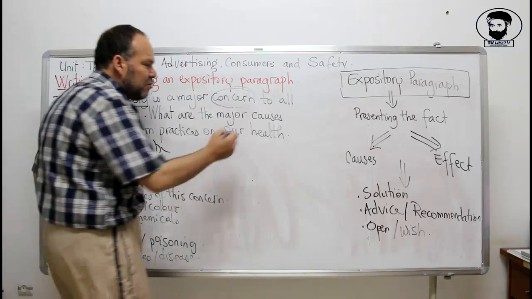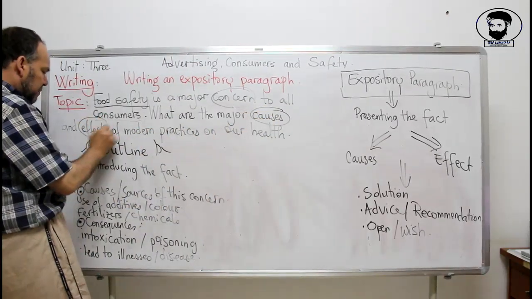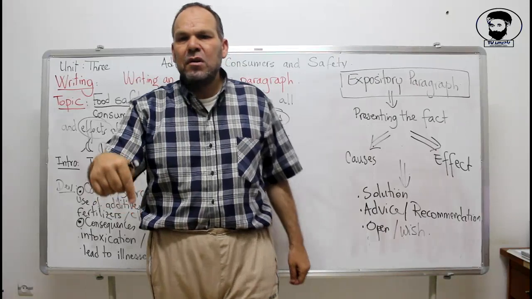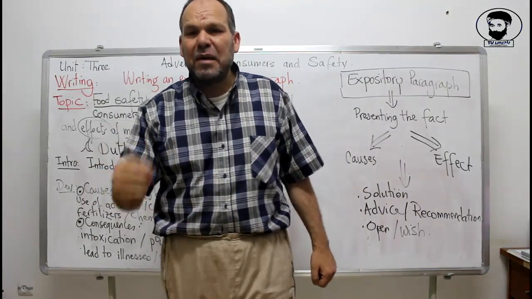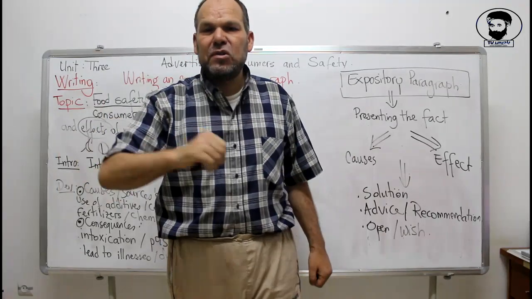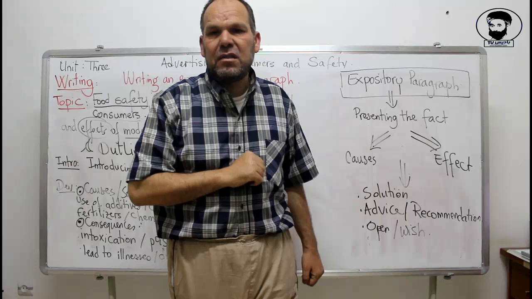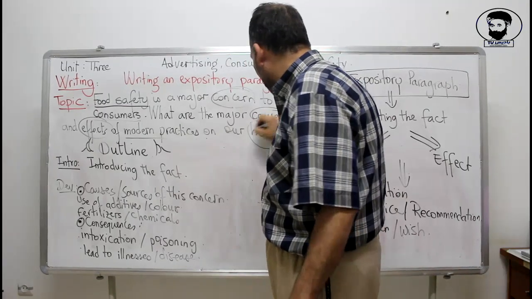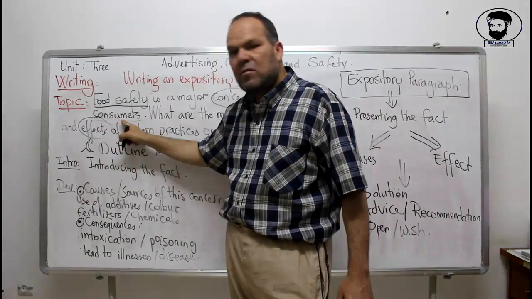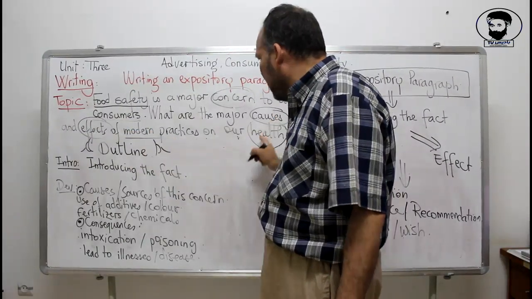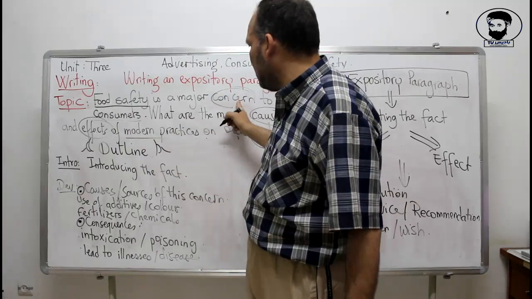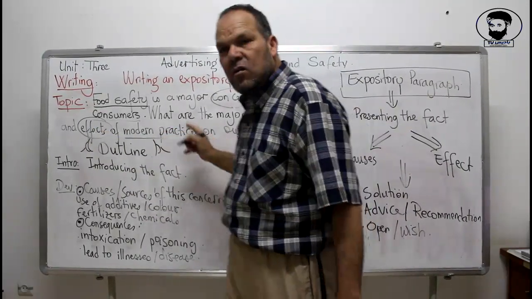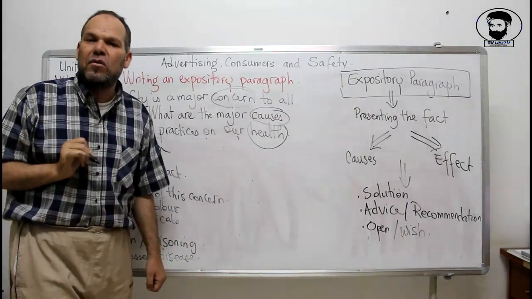And so, what are the major causes and effects of modern practices? Now, what do we mean by modern? Modern means the industry of today: the modern farming, the modern practices of the production of food, and production of brands and products that we are consuming every day. So what are these causes on our health? Our health comes to the word consumer. So we have really important words: food safety, concern, consumers, causes, effects, and health. All these are the key words to our paragraph.